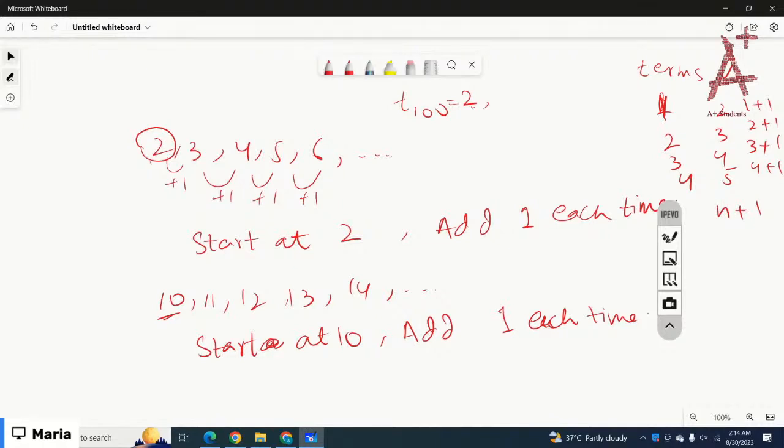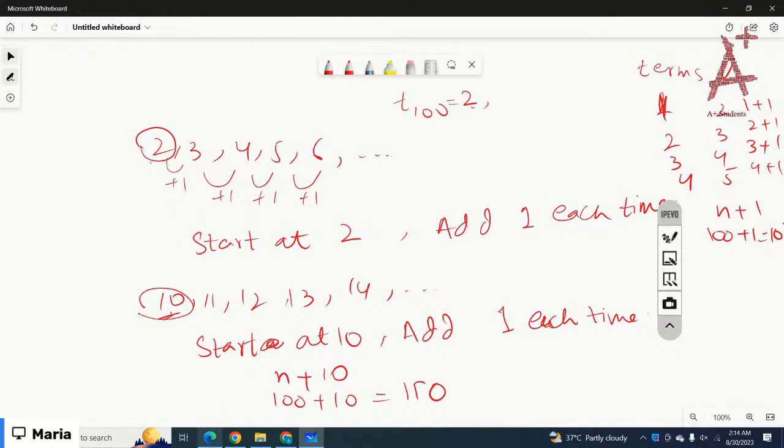N is the term, and you have to add 1. So you have to look at the 100. It would be 100 plus 1 equals 101, right? For the second one, it starts with 10, and every time it is increasing by 1. So it would be n plus 10. For example, to calculate the 100th term, it would be 100 plus 10. So the 100th term would be 110, because you are starting with 10, right?